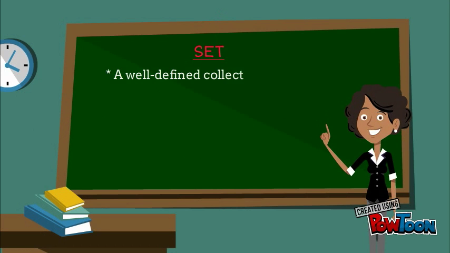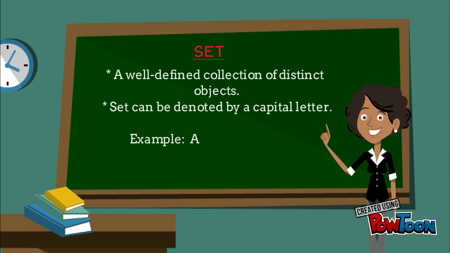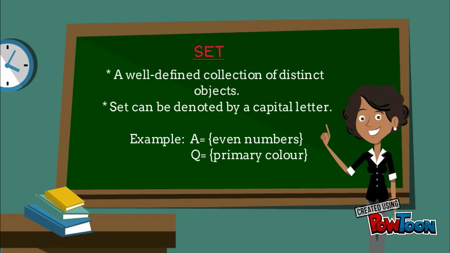Set, a well-defined collection of distinct objects. Sets can be denoted by a capital letter. Example, set A is equal to set of even numbers. Set Q is equal to set of primary color. Set D is equal to set of 0, 2, and 5.